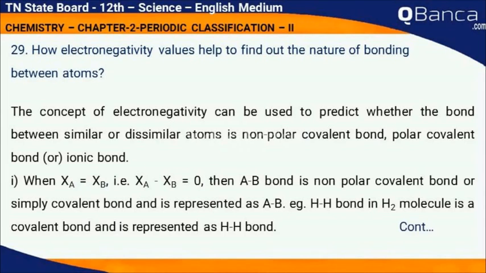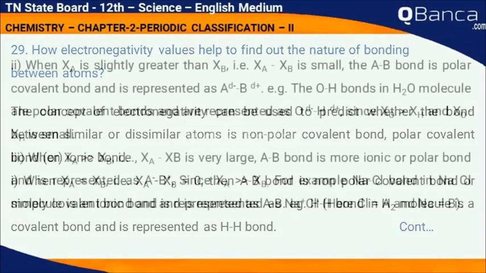When Xa is equal to Xb, that is Xa - Xb is equal to 0, then the A-B bond is a non-polar covalent bond, or simply a covalent bond, and is represented as A-B. For example, the H-H bond in the H2 molecule is a covalent bond and is represented as H-H.